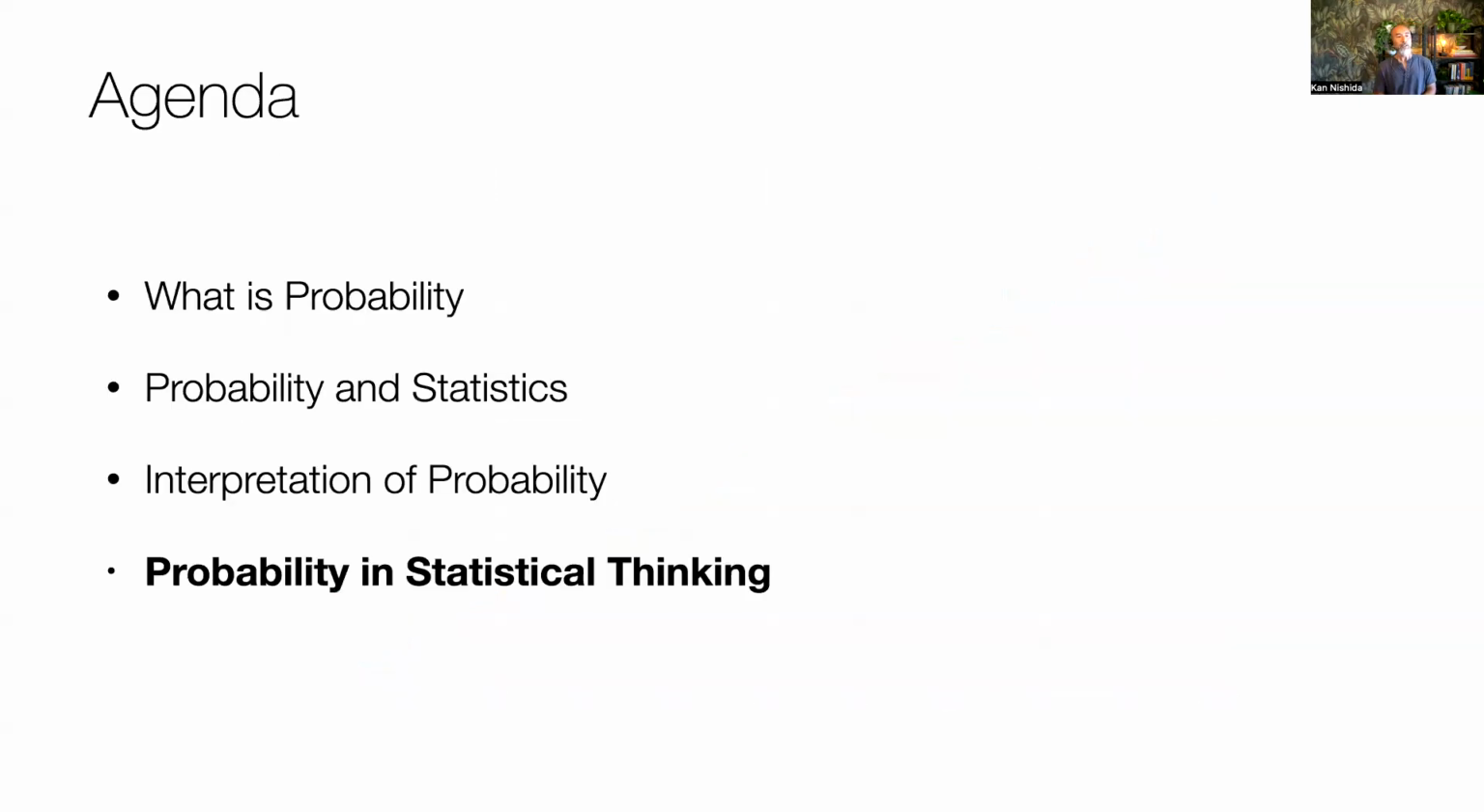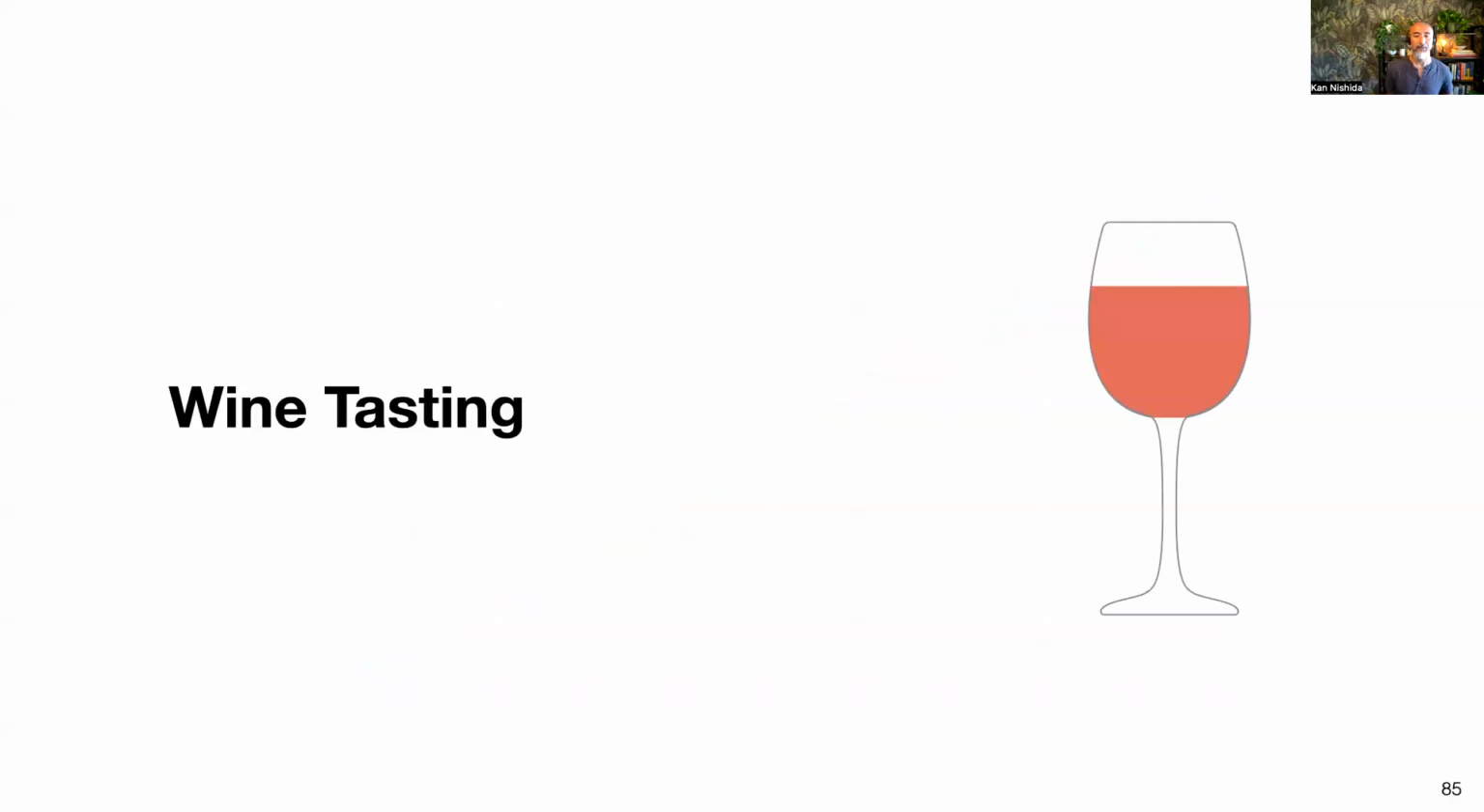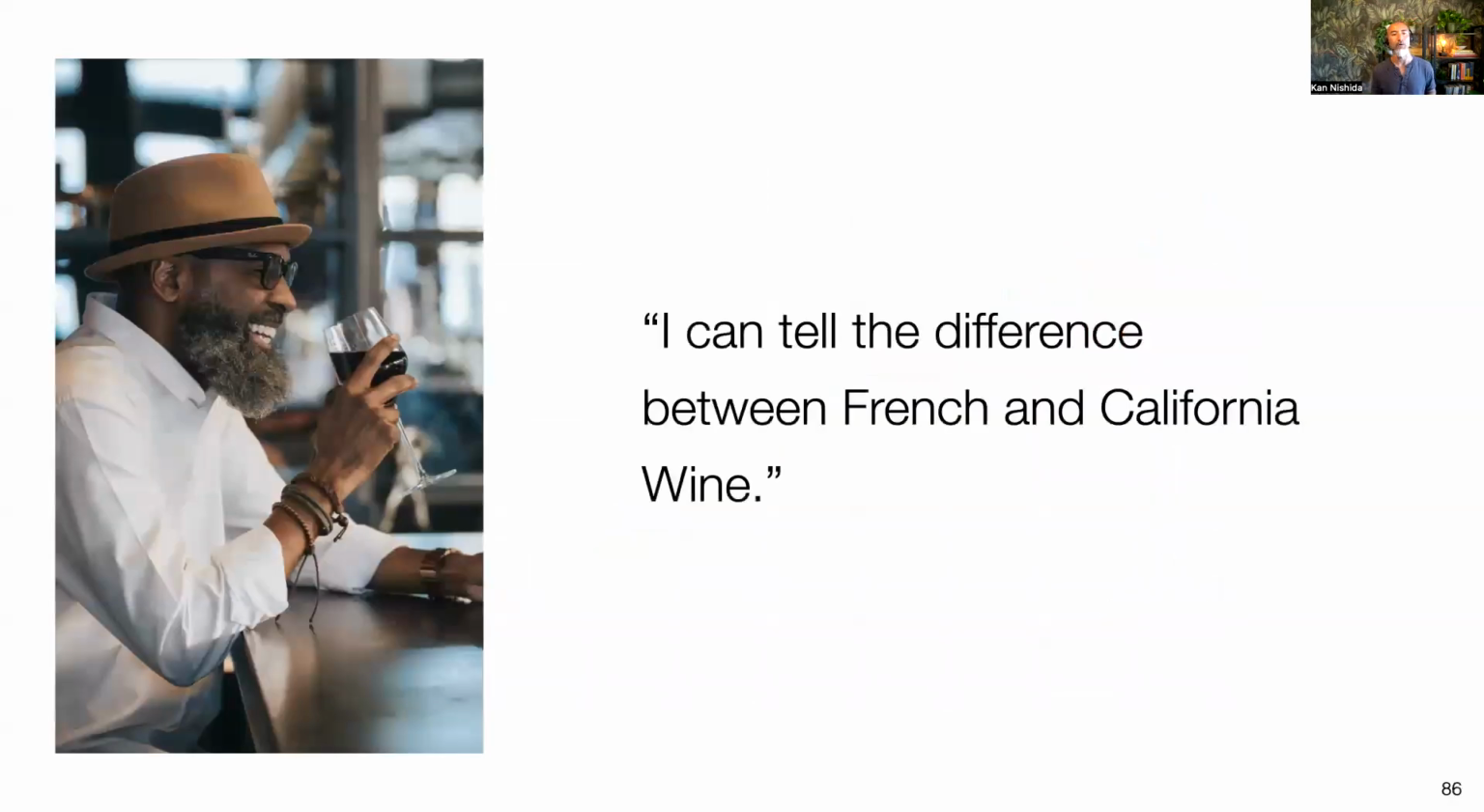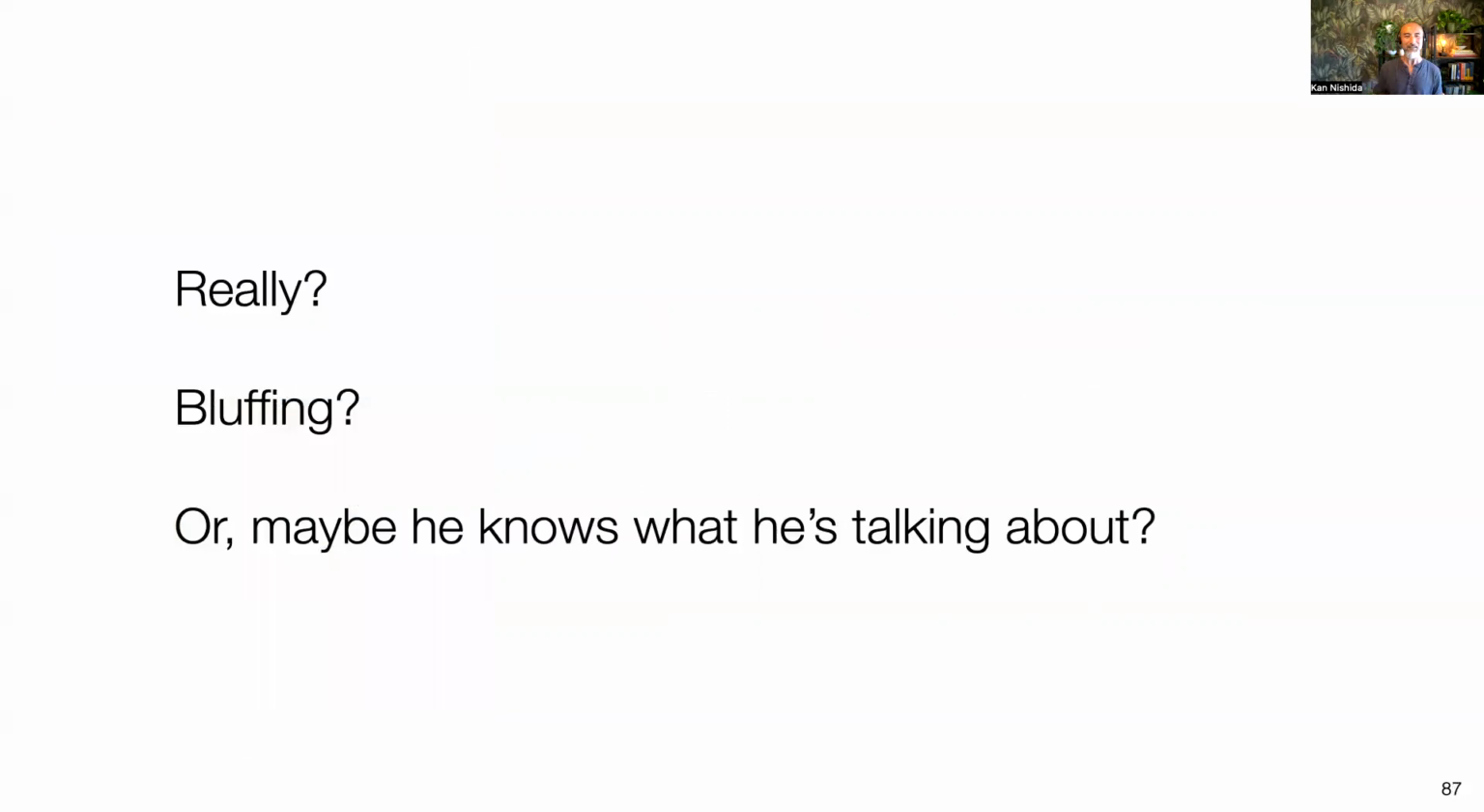Okay. So last but not least is how probability is used in statistical thinking. I want to use one example. When you go to an event, a party or something, there's sometimes one guy or one girl telling me, I can tell the difference between French and California wine. Maybe it's not always, but once in a while you see some people pretend like they know wine. And I think to myself, is this guy really true, or maybe he's just saying it, or maybe he knows what he's talking about? Usually you start having a conversation and you figure it out, but otherwise you don't know if that's true or not.